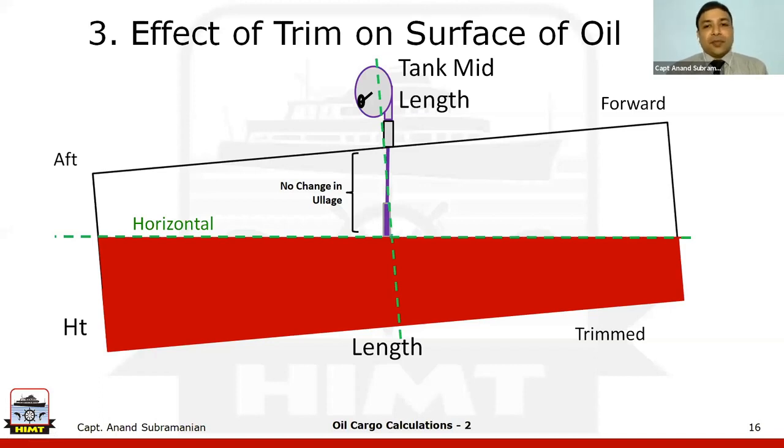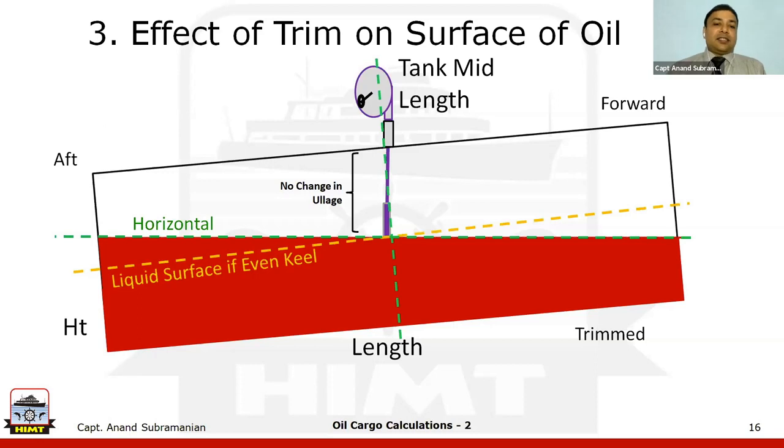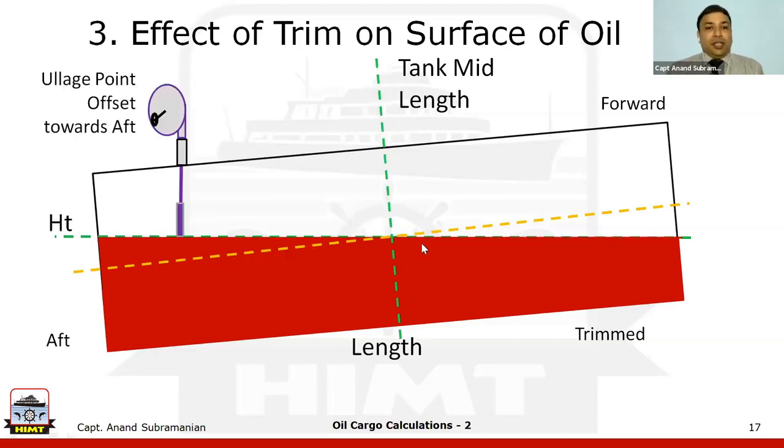You may have something in the midship, but you also have ports off-centered towards the aft or the forward. So in case the tank is even keel, this would be the liquid surface. Now, if we offset this particular ullage point to the aft, what will happen to the ullage? Is it the correct ullage? No, sir.